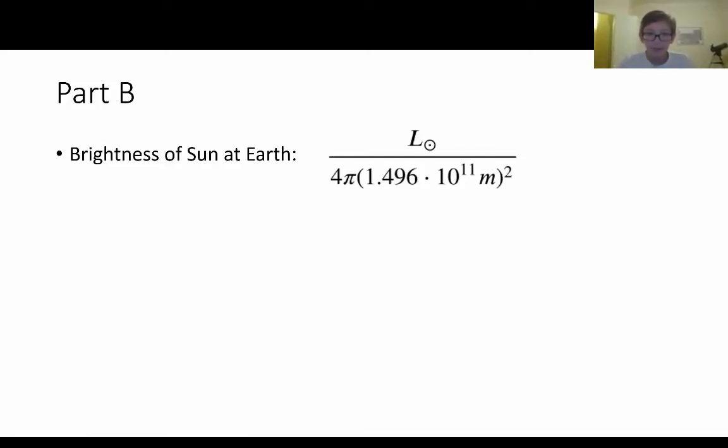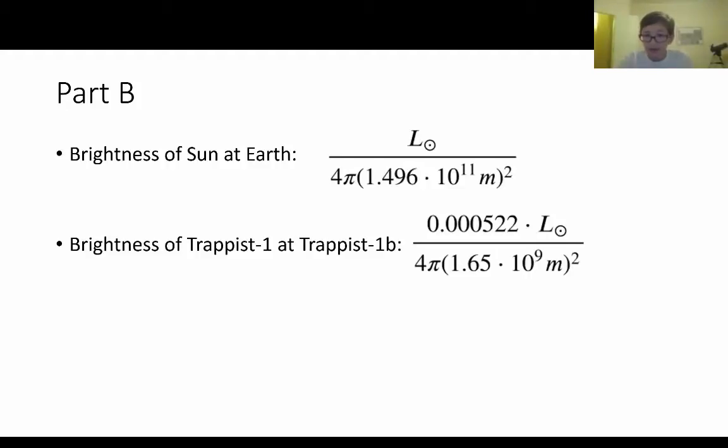To tackle part B, we first need to write a formula for the brightness of the Sun at Earth, which is the luminosity of the Sun divided by 4 pi times 1.496 times 10 to the 10th meters squared. And this is because of the inverse square law, since the brightness of an object expands with distance in a spherical shape. And then we need to know the brightness of TRAPPIST-1 at TRAPPIST-1b. And so we have a multiplier that was given to us for the luminosity of TRAPPIST, and we have the distance TRAPPIST-1b is from TRAPPIST-1.